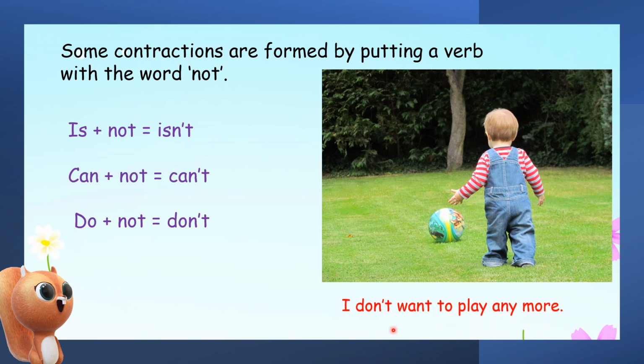Example, I don't want to play anymore. Rather than saying I do not want to play anymore, we say I don't want to play anymore. As you can see, the apostrophe has replaced the letter O in the word not. I don't want to play anymore.